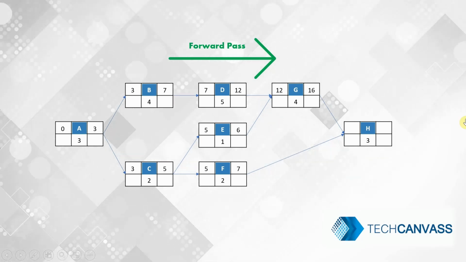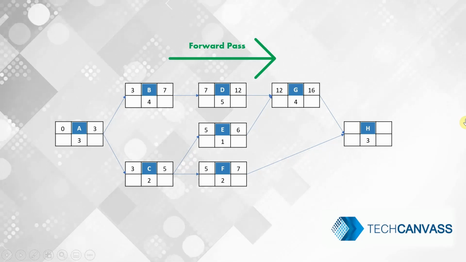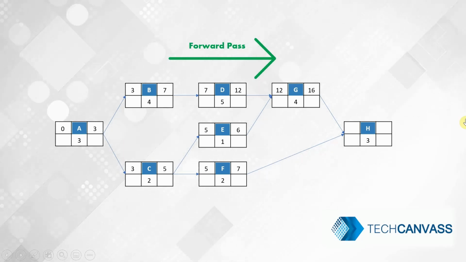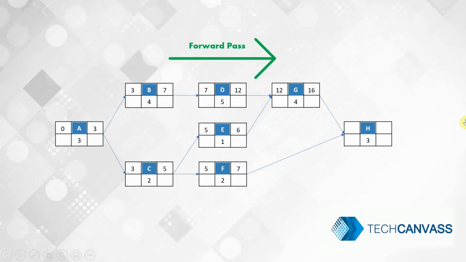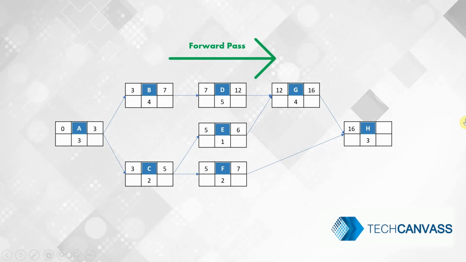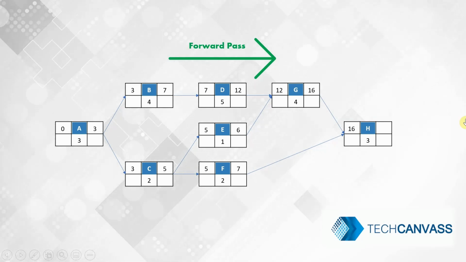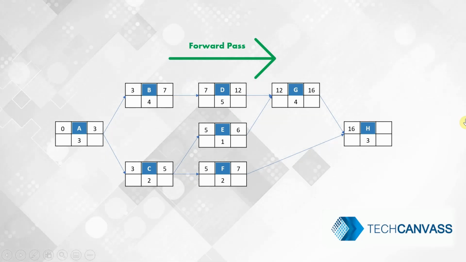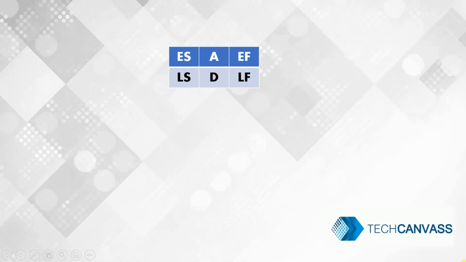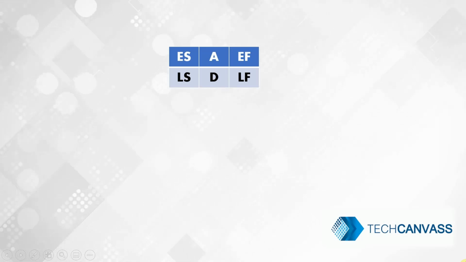And for H, it has two predecessors like G. And which early finish should it take for early start? The answer is you should take the greatest number, and in this case the greatest early finish is 16. Hence the early start of H is 16 and the early finish is 19. Backward pass. Late start and late finish are calculated using backward pass.